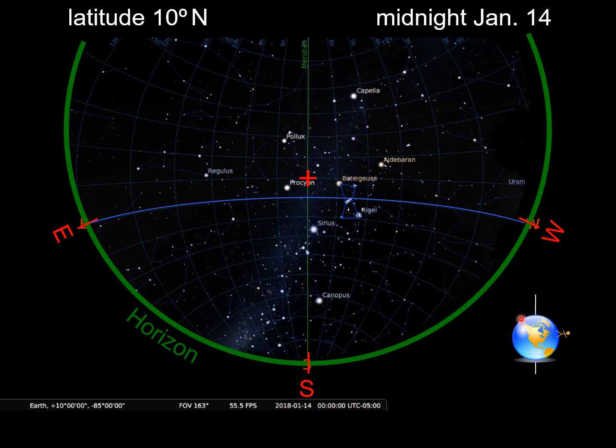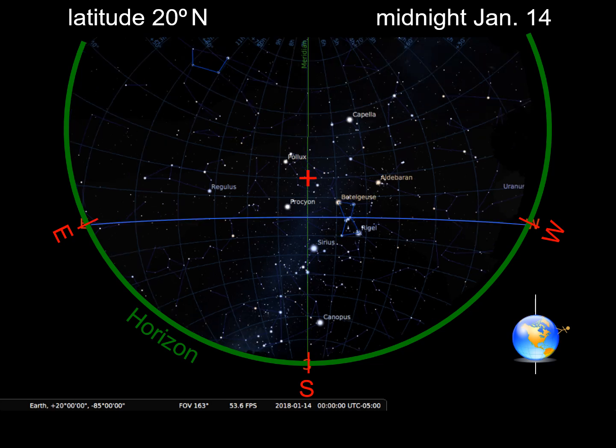Notice over here, I moved them. Where are they now? 10 degrees north. And notice my view changed. Now, when I look straight up, that little red cross is still their zenith. They're looking at 10 degrees. They're looking a little above the celestial equator.